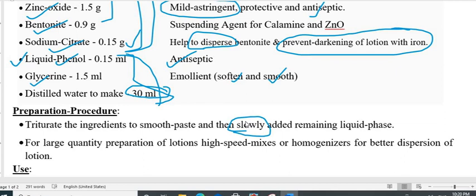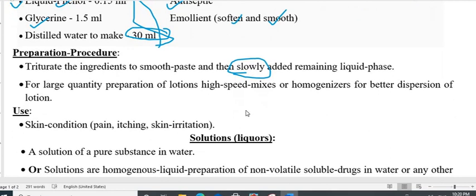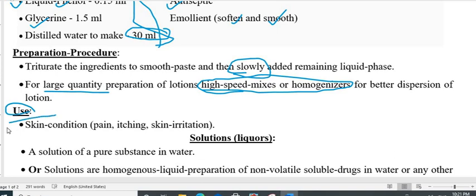Here I am going to mention one important point: if you are going to make a large quantity of this calamine lotion, you have to use a homogenizer or high speed mixer for better mixing and better dispersion, as well as for large quantity preparation. So this is about the lotion. The last point about the lotion is its use. It is used for skin conditions, like if pain is there, if itching is there, if irritation is there, then you have to use this calamine lotion. So this is all about the calamine lotion.